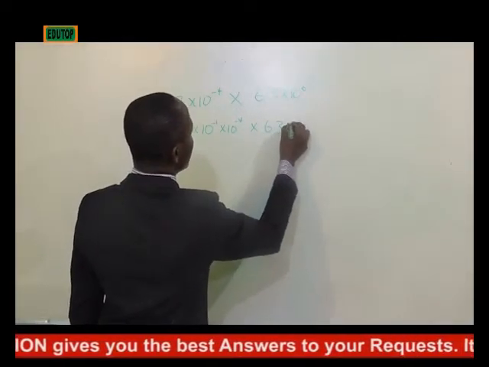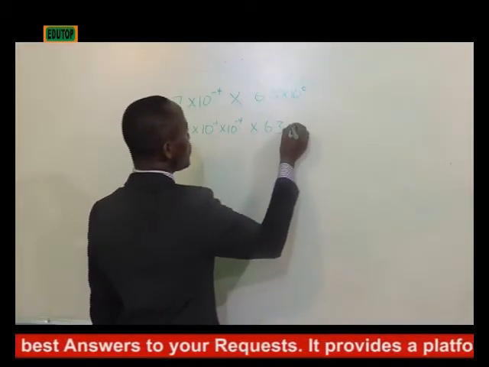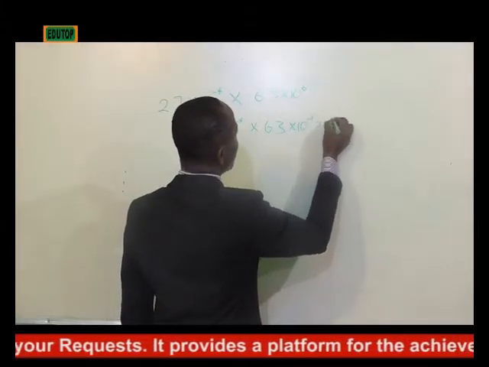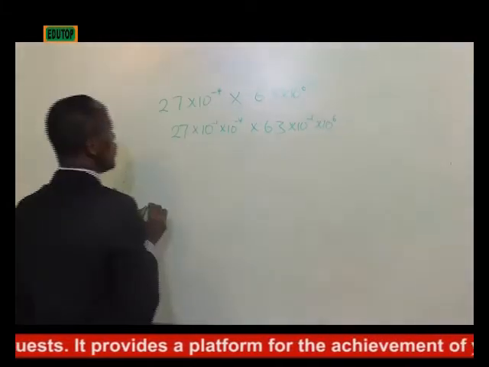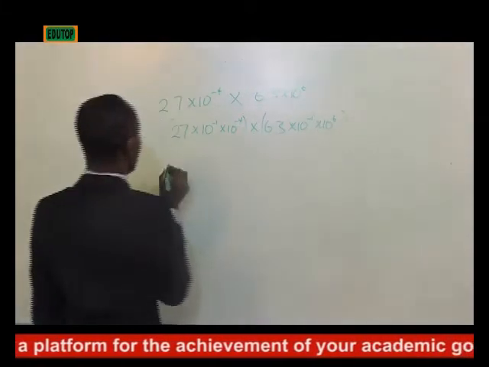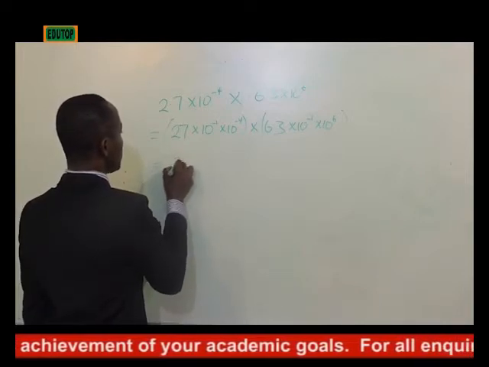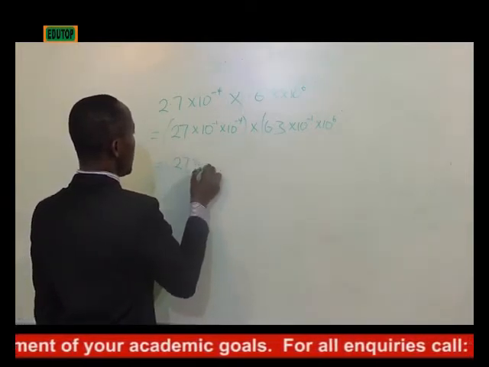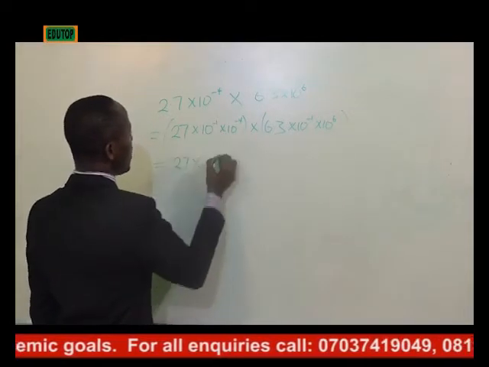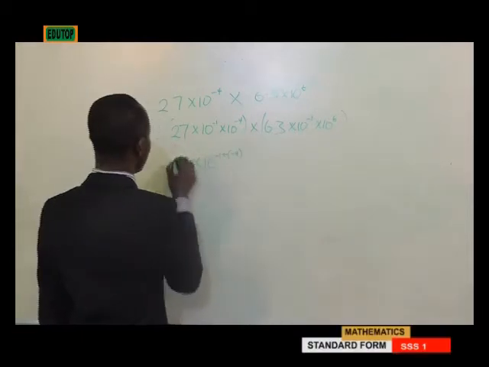And then this one is times 6.3. I want to remove this decimal point. If you remove that decimal point, it will now be 63 times 10 raised to the power minus 1 times 10 raised to the power 6. So we now make this equal to 27 times 10 raised to the power minus 1, since we are multiplying, plus minus 4.